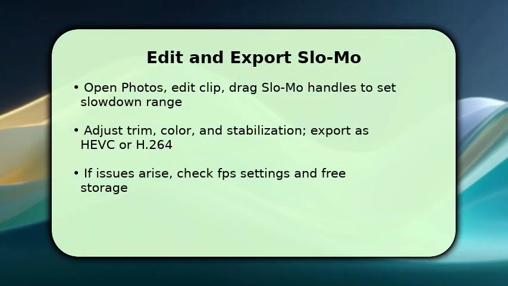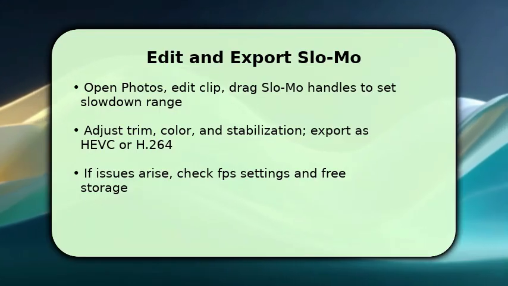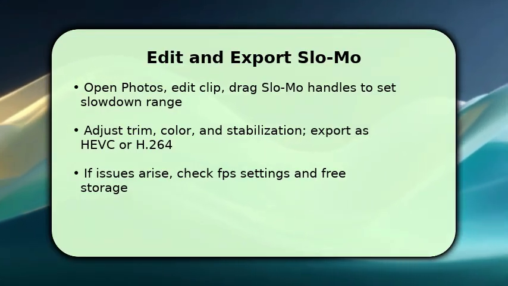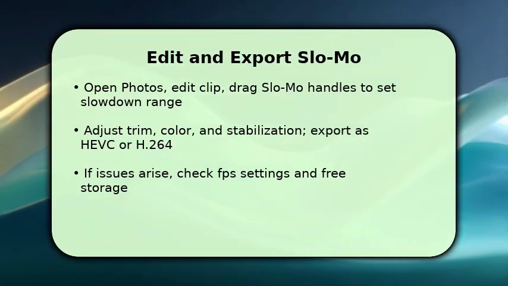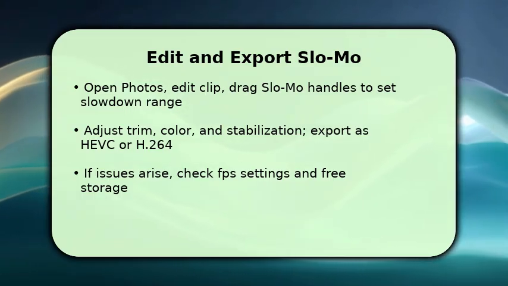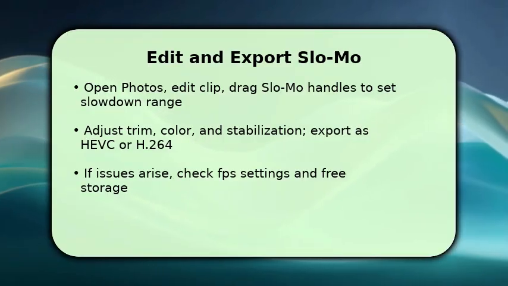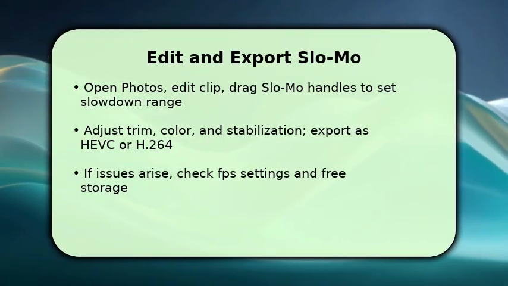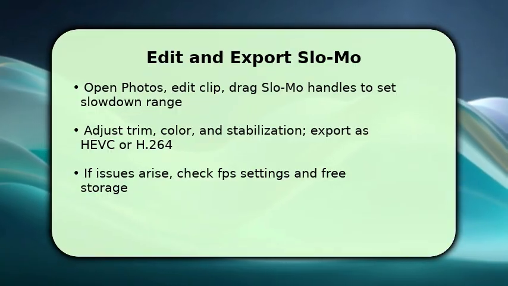Open the clip in Photos, tap Edit, and drag the vertical white handles to define which portion plays in slow motion. You can trim ends, tweak color and exposure, and enable stabilization to reduce shake. When exporting, use HEVC for smaller files or H.264 for compatibility.